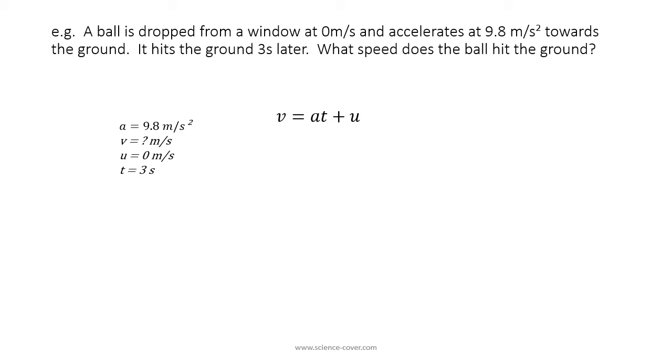We can substitute these numbers into the equation. We now know that v is equal to 9.8 times 3 plus 0, which is equal to 29.4 meters per second. So this must be the velocity of the ball as it hits the ground.